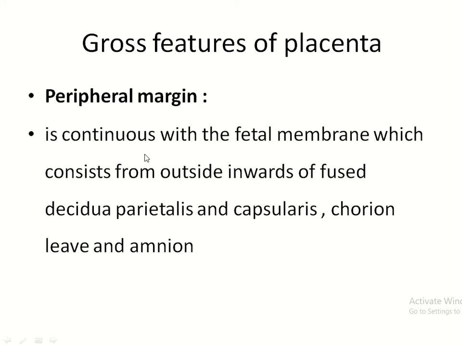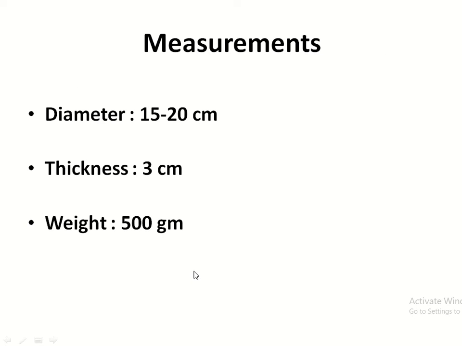The peripheral margin is continuous with the fetal membrane, which consists, from outside inward, of the fusion of decidua parietalis, capsularis, chorion laeve and amnion. The measurement is 15 to 20 centimeters in diameter, thickness 3 centimeters, weight about half a kg.